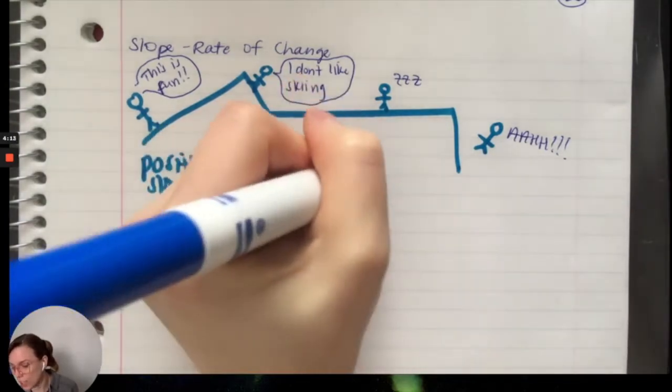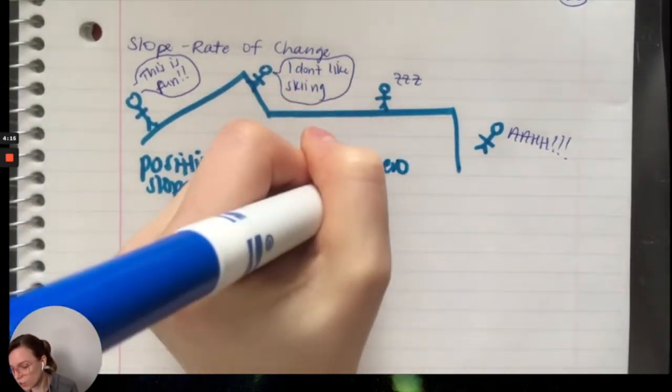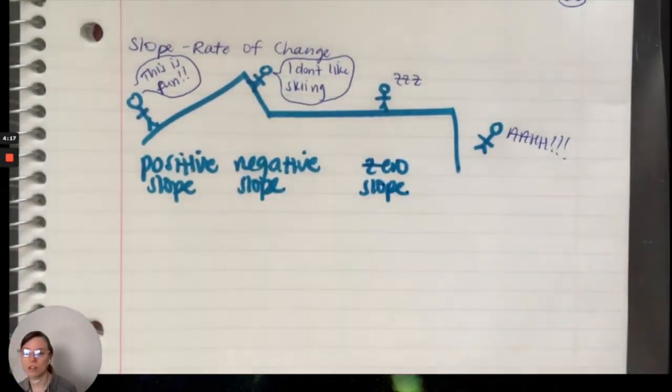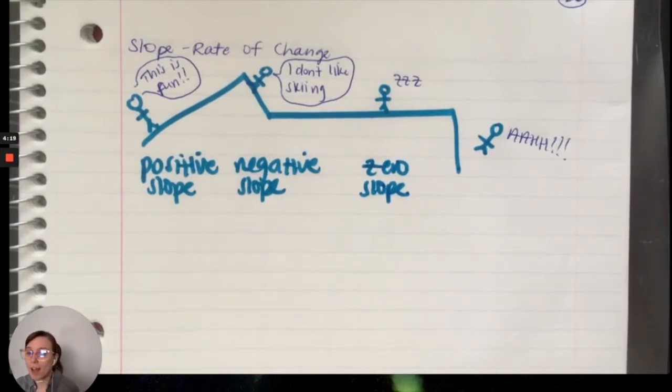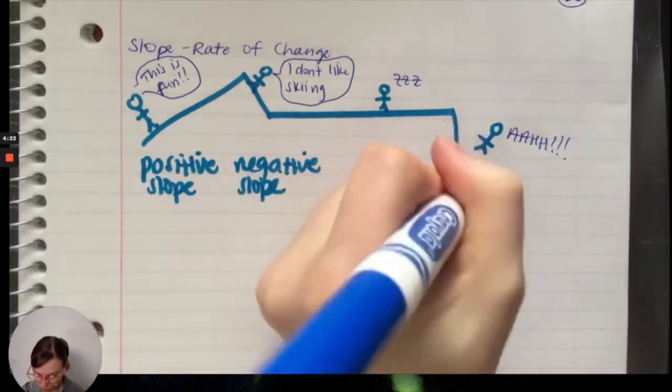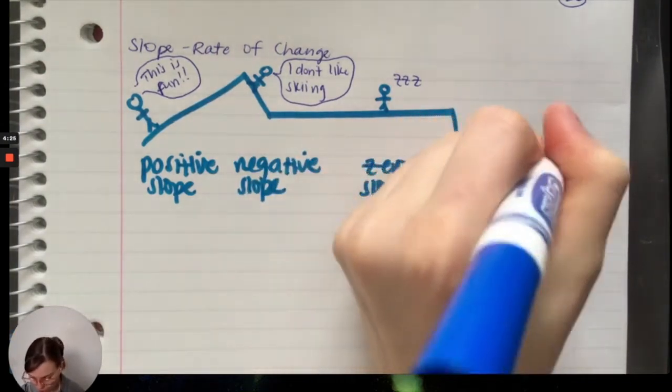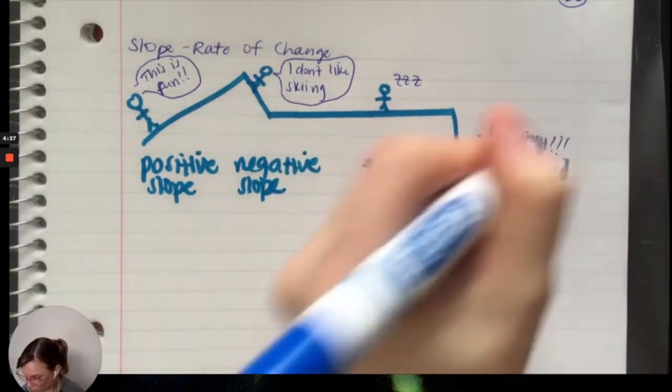This snoozing guy, he has zero slope, because he's not going up at all. He's just going forward and going for it. And then the dude falling off the cliff is called undefined slope.